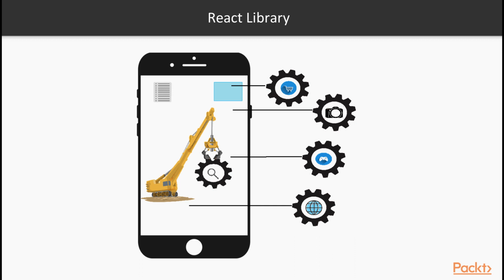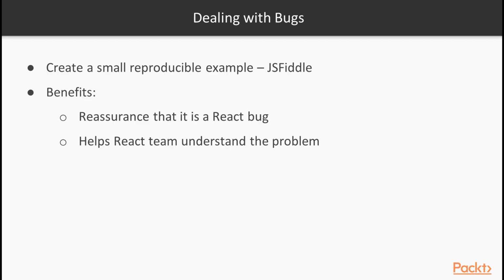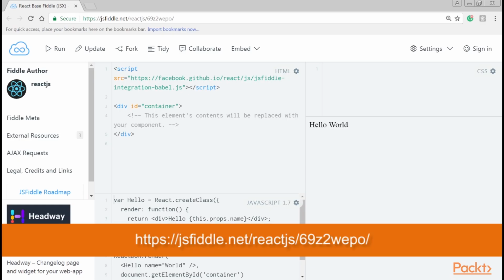Suppose, for example, you are building an application with React and you found a bug. What should you do? The first and most important thing is to create a small, reproducible example of the problem. To do that, there is a handy JS Fiddle template provided by the React team. Here it is.